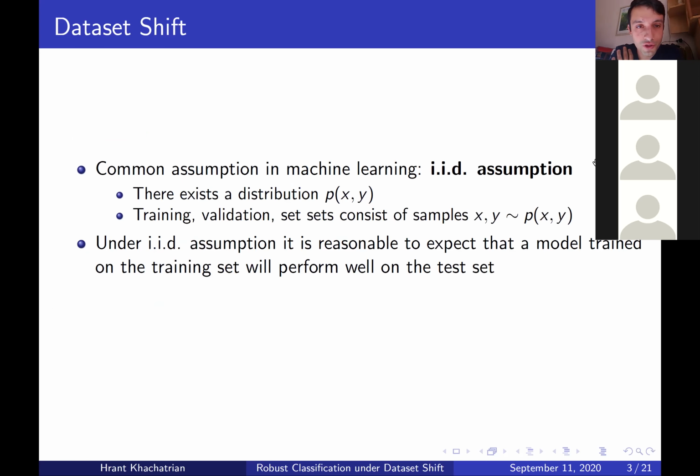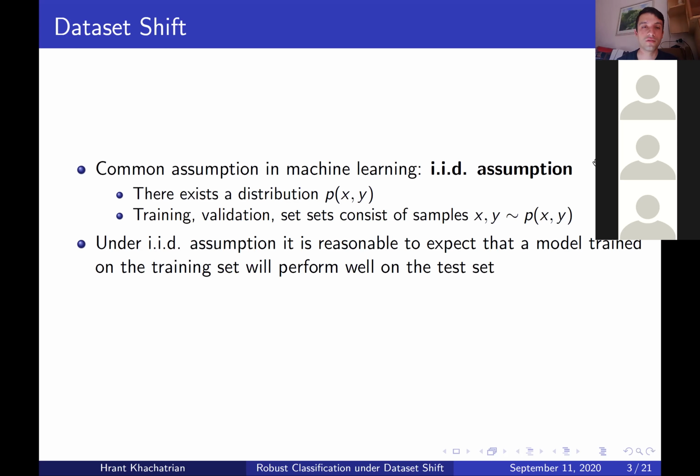So what is dataset shift? A common assumption in machine learning that we sometimes forget is the IID assumption. The idea is that there exists some distribution P of X and Y, and all the sets that we use in training and validation, so training set, validation set, test set, all of them consist of samples which are sampled from the same distribution.